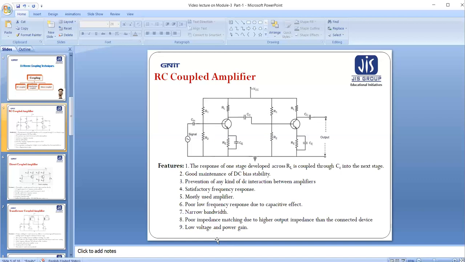And lastly, it has low voltage and power gain, as already explained earlier.